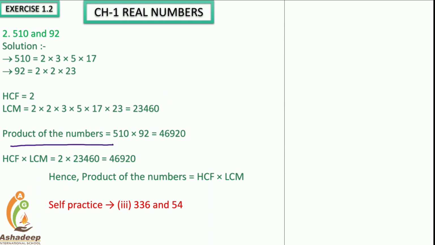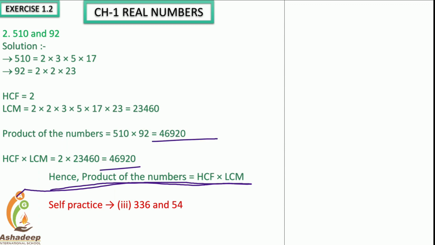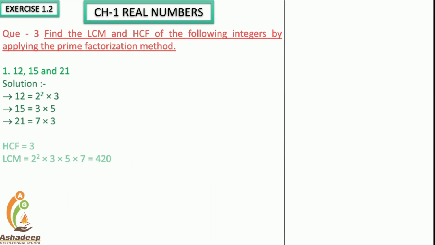Now the product of the two numbers, 510 multiplied by 92, is 46920. HCF into LCM, 2 into 23460, is equal to 46920. Hence the product of the numbers is HCF into LCM, because here it is 46920 and here it is also 46920. After doing these two sums, the last sum is self practice that you need to do by yourself. Now let's move ahead with question number 3.